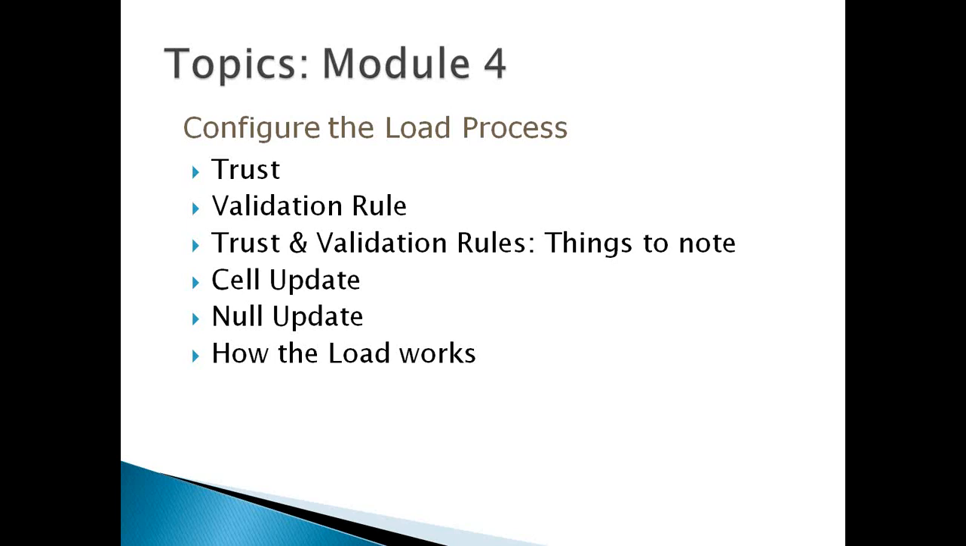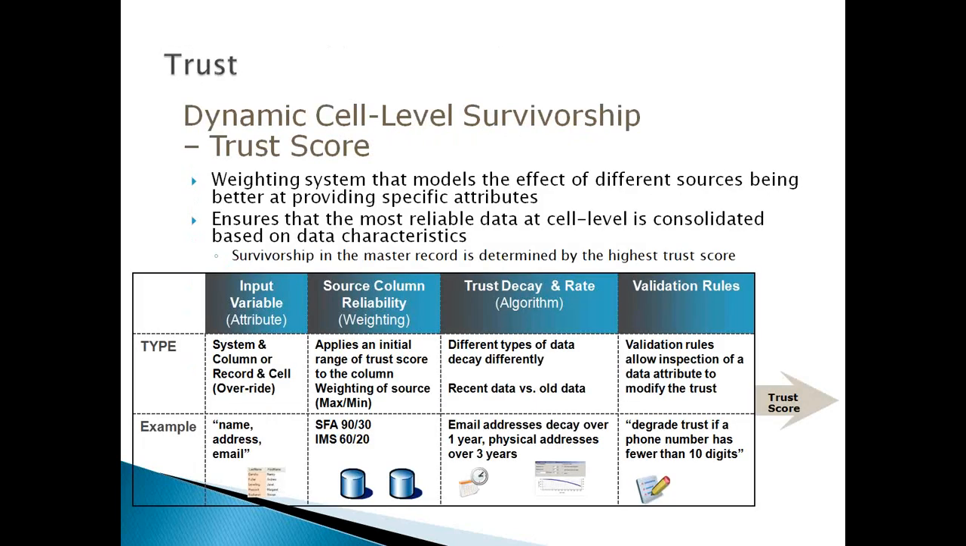So first is the trust part. Trust, like we discussed initially during the introduction part, what is trust and why do we need to use trust in the MDM. So basically we have to use trust in scenarios where I am getting data for a particular column from more than one system. So that's the only criterion.